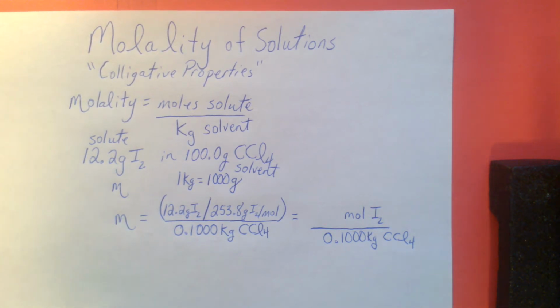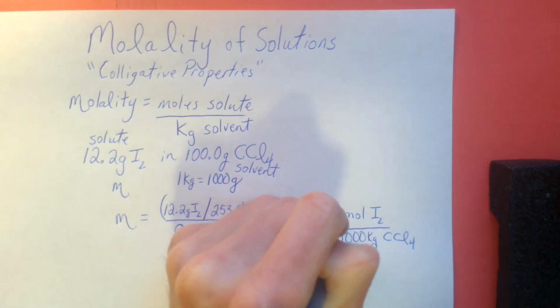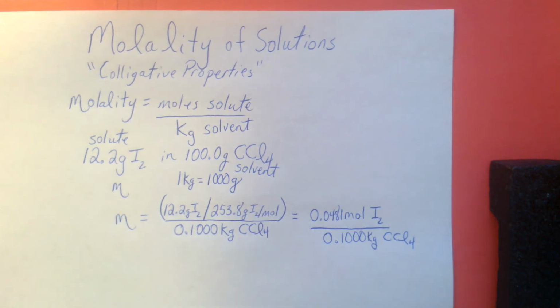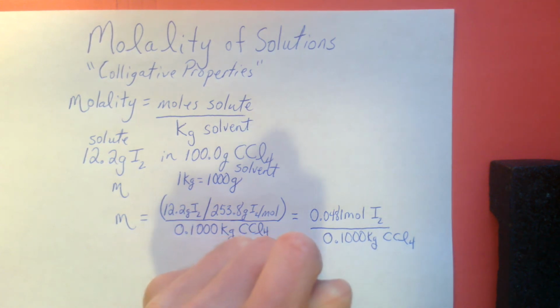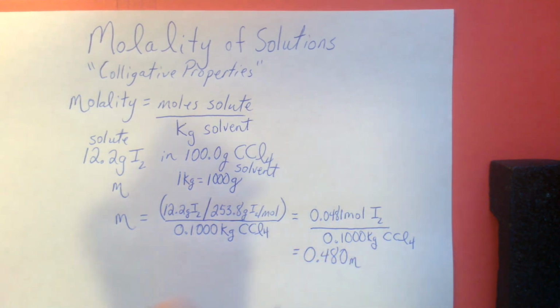Now to get our moles of I2, we do 12.2 divided by 253.8. That gives us 0.0481 moles of I2, divided by the kilograms, which is 0.1. Make sure that you use kilograms. And we get a molality of 0.480. The unit for molality is the lowercase m, with a slight curl or italicized look to it. And that is our molality.